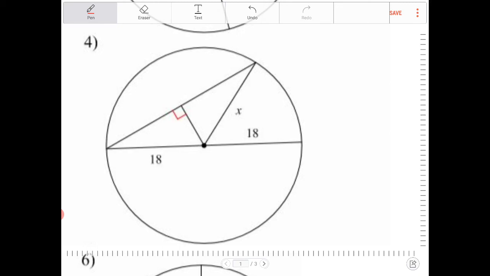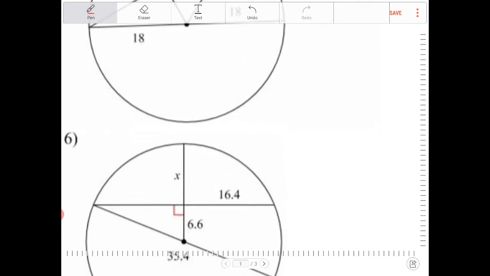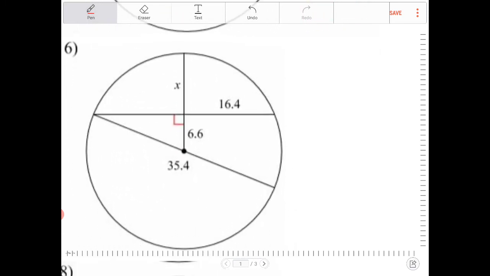Again, x here represents the radius, and I noticed that the diameter is 36, as I see 18 and 18. X here, once again, is equal to 18. Okay. Alright, things are getting a little more interesting.